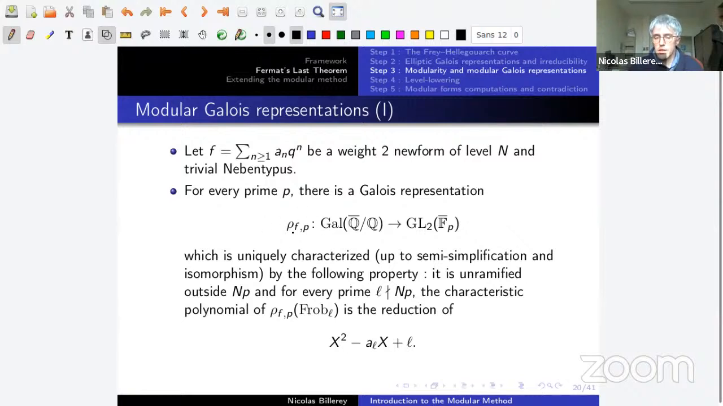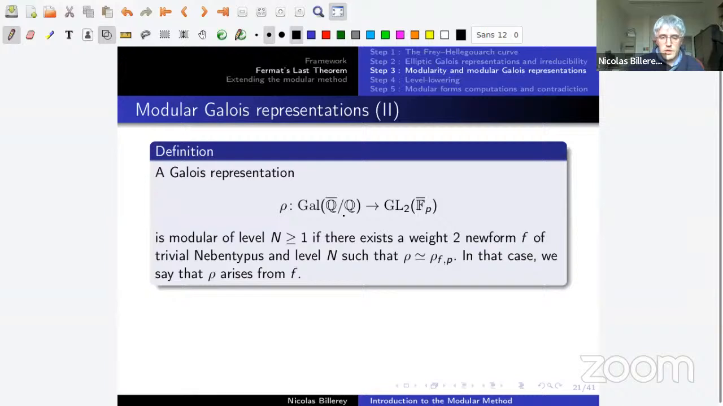It was later generalized at the end of the 60s by Deligne to arbitrary weight. Anyway, we should say that if you take a Galois representation ρ from the absolute Galois group of Q with values in GL2 of F_p bar, it is a modular representation if it arises from some modular form, as I explained before. So if there exists a weight two newform f of level N with the property that the representation ρ is isomorphic to ρ_{f,p}, then in that case we say that ρ arises from f.